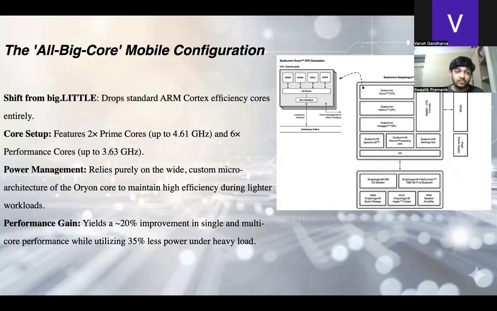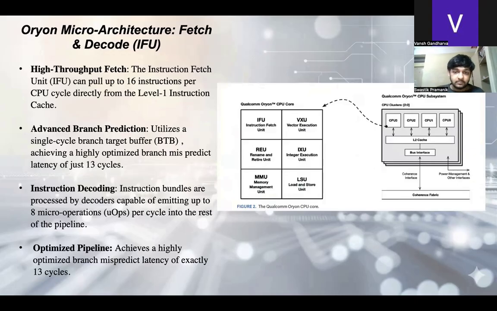Traditionally, processors used to be a mix of big and small cores, but this chip removes efficiency cores entirely. Instead, it uses two prime cores, which work up to 4.61 gigahertz, and six performance cores up to 3.6 gigahertz. The design improves performance by about 20% while reducing power usage by 35% under heavy workloads. The efficiency is achieved through the advanced design of Orion cores rather than relying on smaller cores.